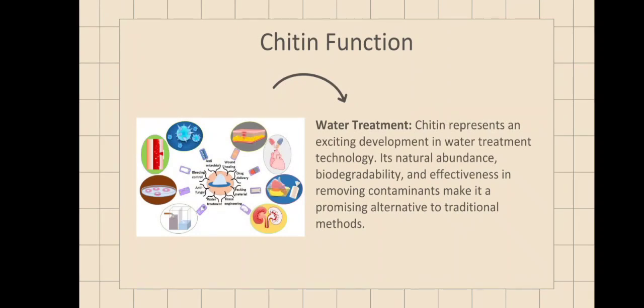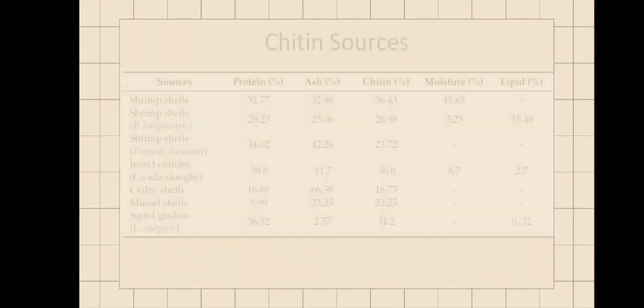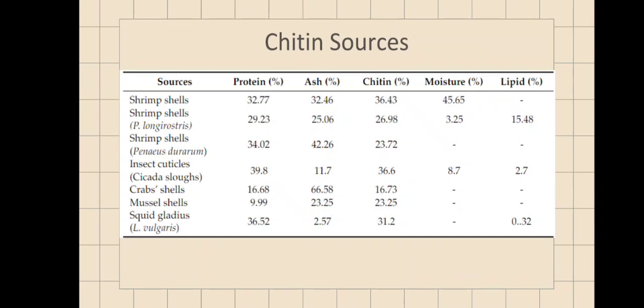Water treatment. Chitin represents an exciting development in water treatment technology. Its natural abundance, biodegradability, and effectiveness in removing contaminants make it a promising alternative to traditional methods. These are examples of chitin sources.